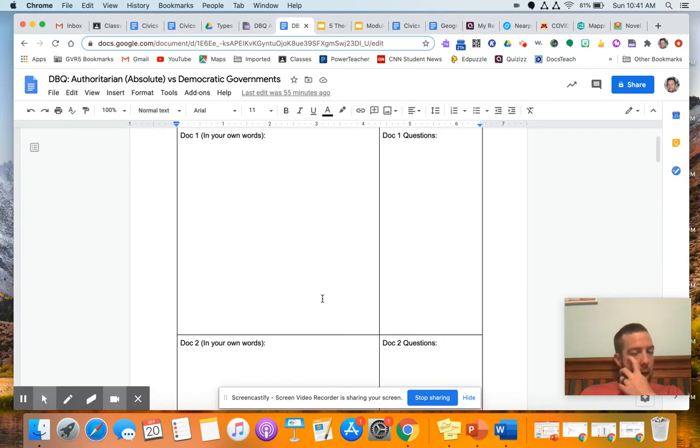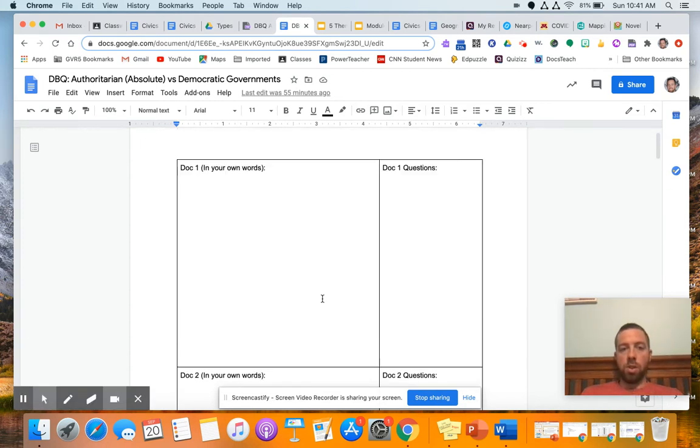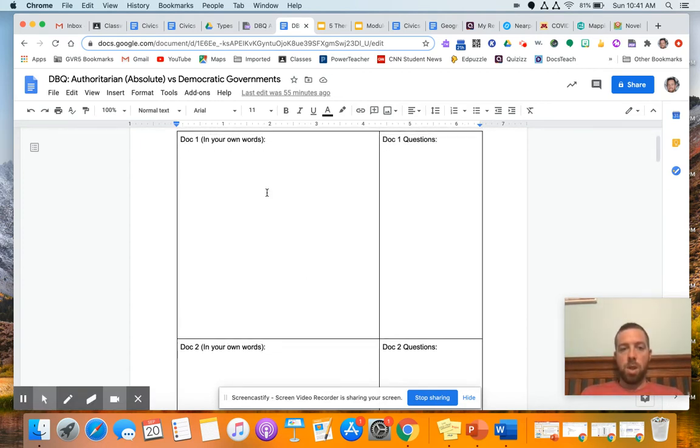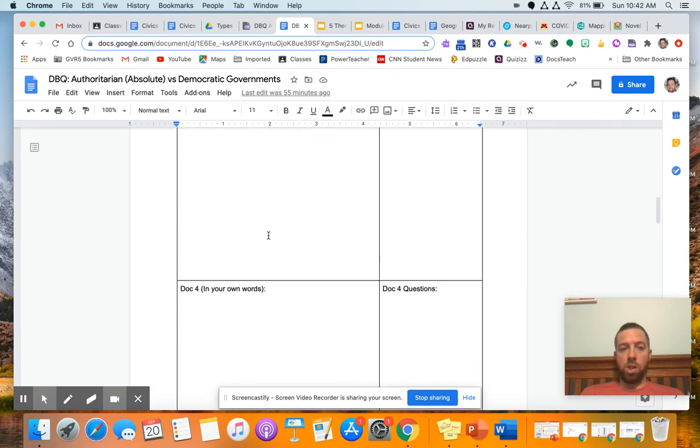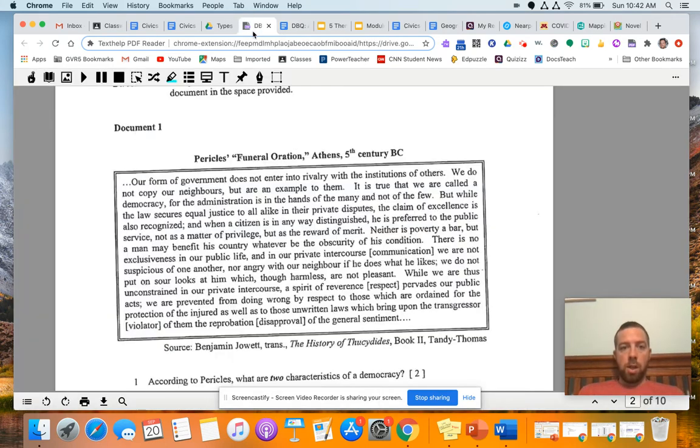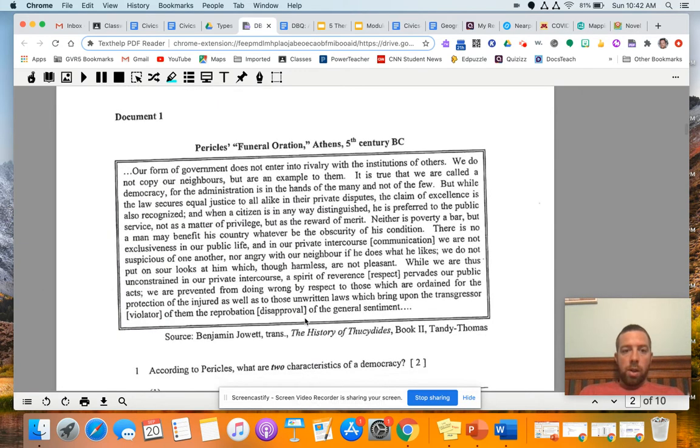Also, on the assignment on Google Classroom, you'll see that you have a space for putting document 1 in your own words, and you have a space over to the right where you can answer the questions that go with Doc 1. But right now, today, let's just focus on documents 1, 2, 3, and 4, put them in our own words, and add our annotations in. All right, so document 1.